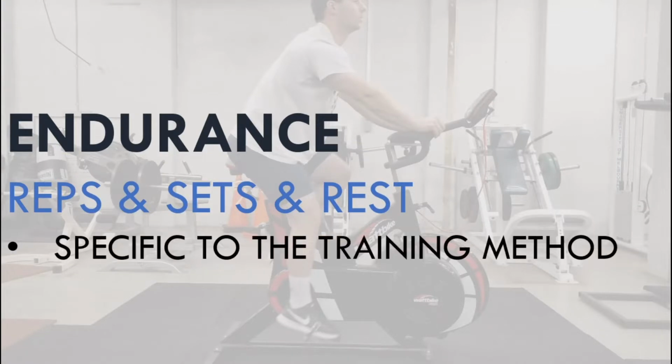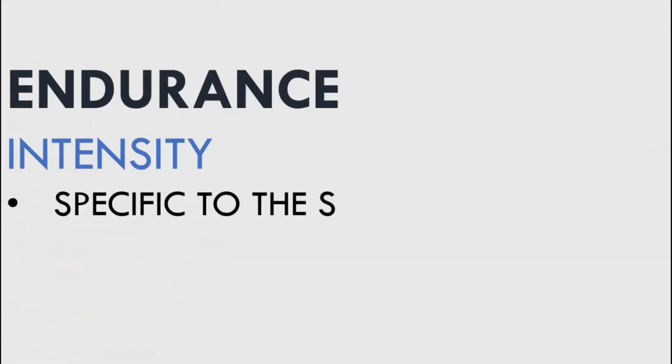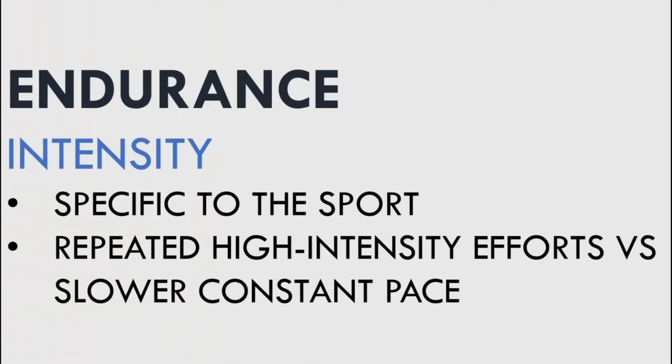Only 1 rep of 1 set may be performed if the endurance training consists of a 50-kilometer cycle at a constant pace with no rest. Or multiple reps may be performed if the session consists of repeated sprints with short rest intervals. Intensity should also be specific to the sport. Team sport requires very high intensity efforts with short rest periods, while a marathon requires a constant pace of slower running. The frequency of endurance training will be variable for different athletes.